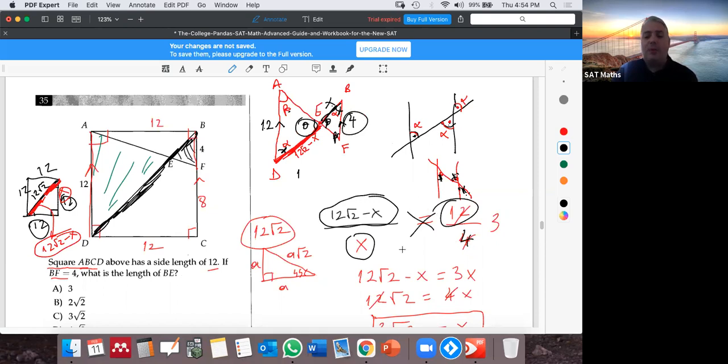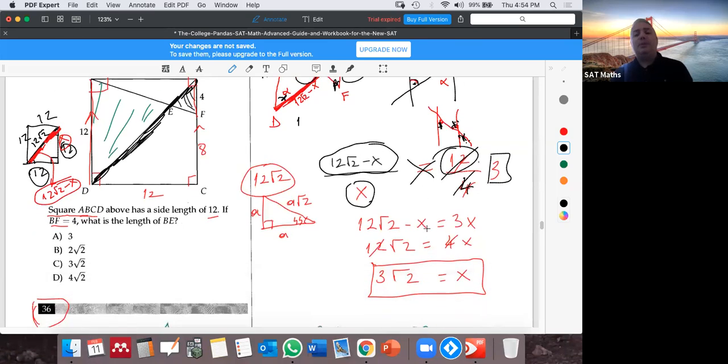And then cross product. Before making the cross product, I simplify, so it is only 3. So 3 times x is equal to 1 times 12 root 2 minus x. And when you do the cross product, the result comes out directly.